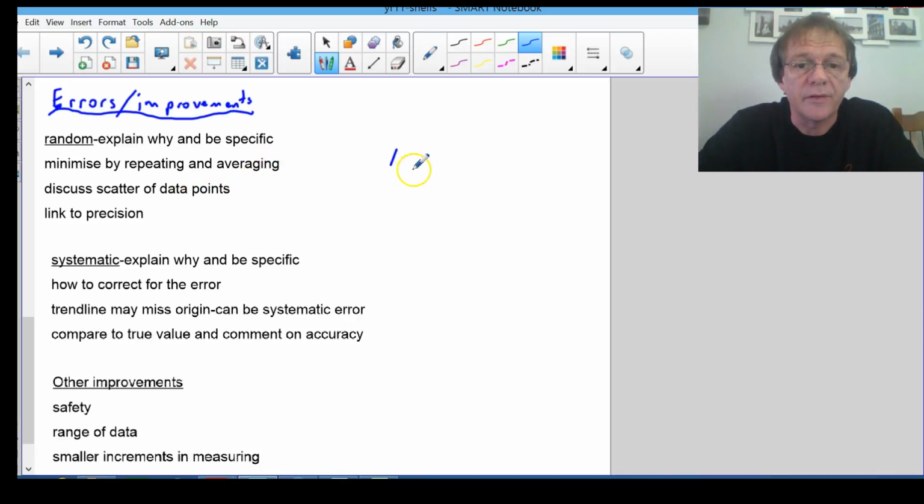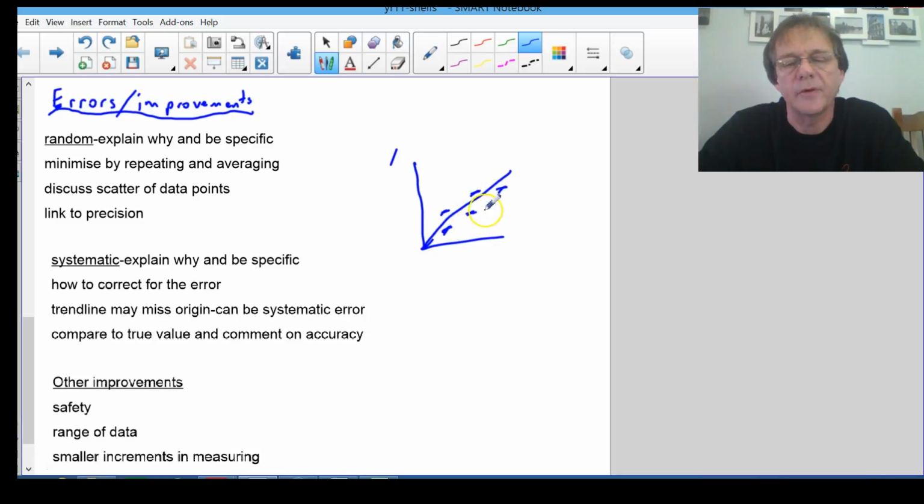If you were to see a graph like this, and that was the line you were going for, and you saw scatter points like that, the scatter of the data points from the line gives you an idea of the size of the random errors. That would be quite a few random errors going on there. If most of the data points were fairly close to your line of best fit, you've got minimal scatter.